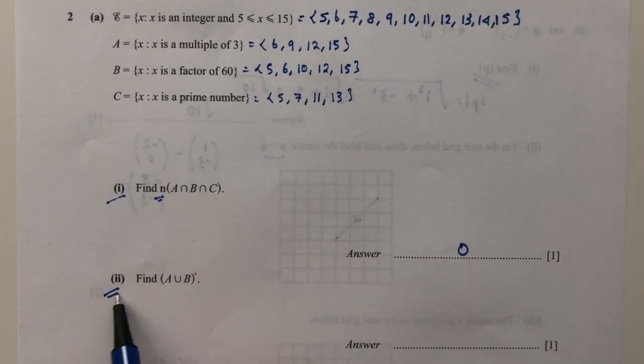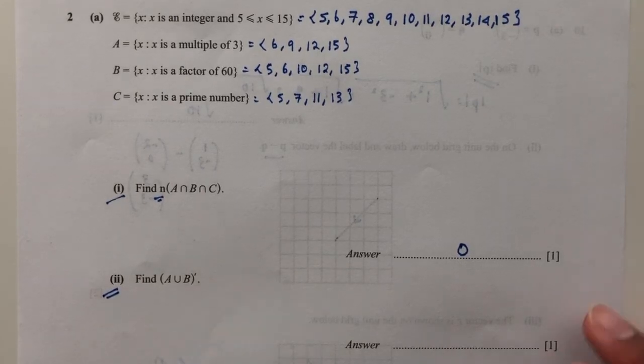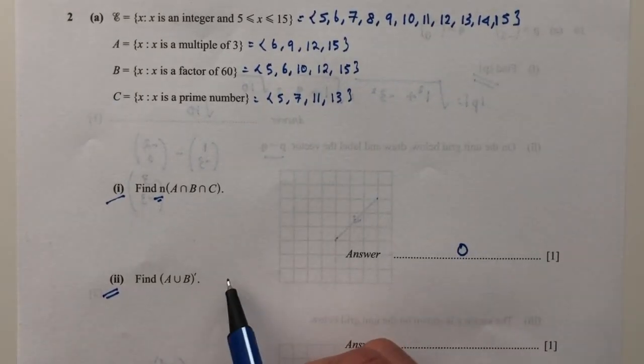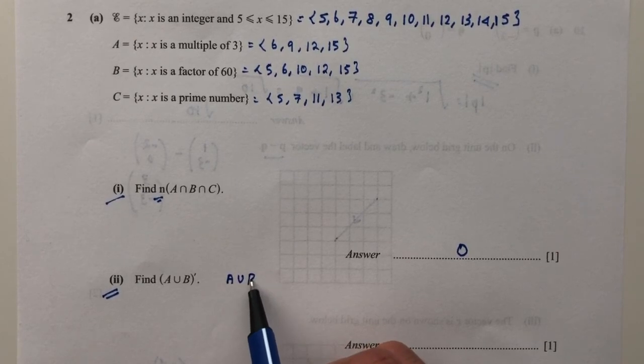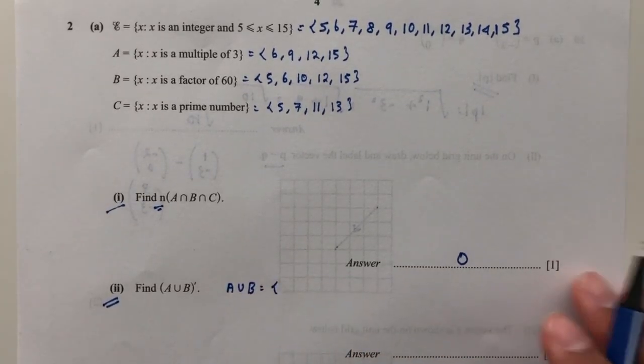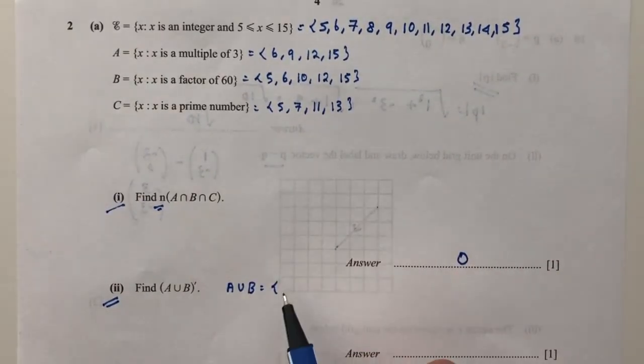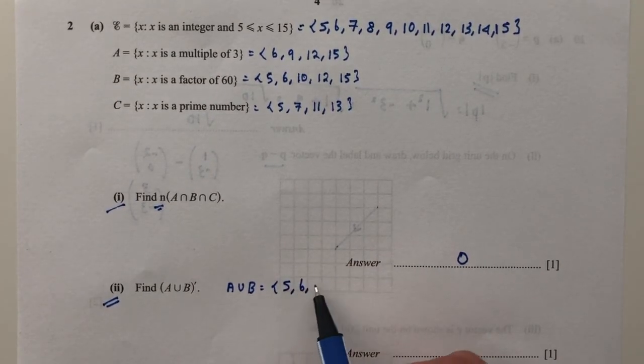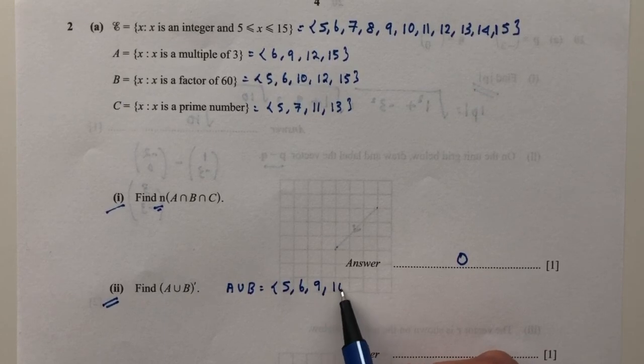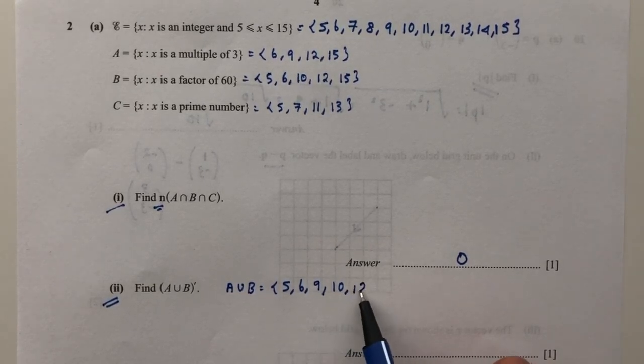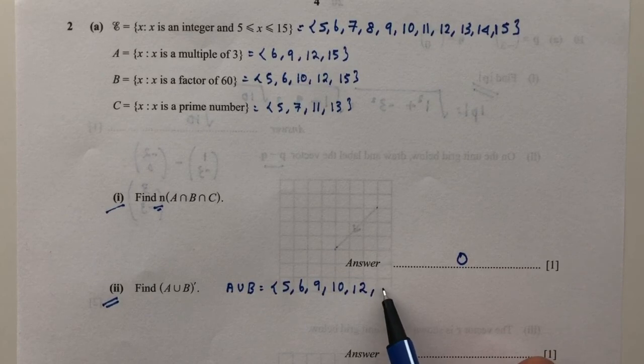Now for part 2, find A union B prime. So let's first find A union B to see what is in those 2. So let's see, we have 5, 6, we have 9, we have 10, we have 12, and we have 15.